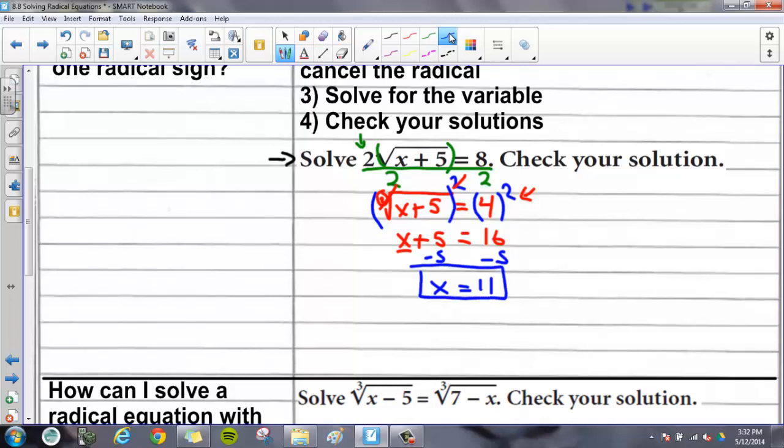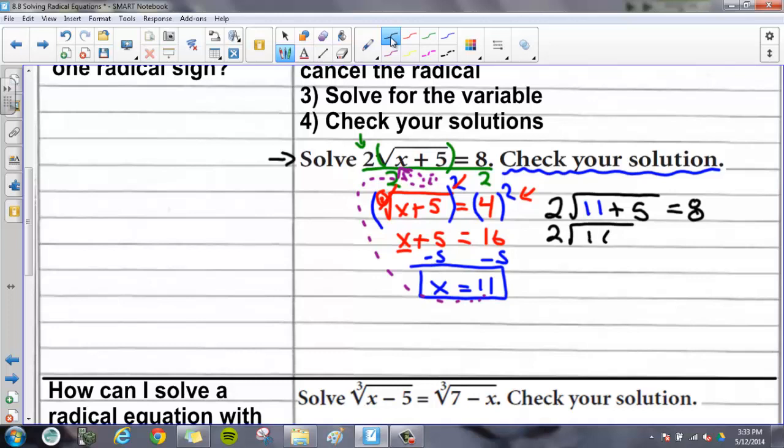Or is it? We have to figure out if it is. You always have to check these. Check your solution. Here's how you check your solution. You take this solution and plug it back into your x. So I have 2 times the square root of, and now my x is 11, plus 5, is equal to 8. This is looking good. So let's figure out what this is. What is the square root of 11 plus 5? Let's work our way down. We have 2 times the square root of 16 equals 8.